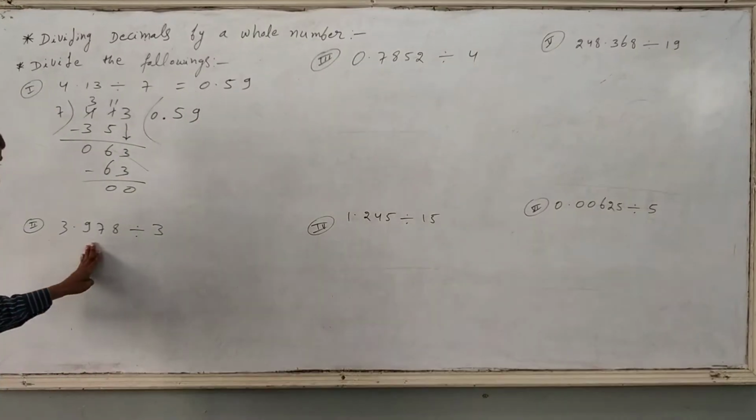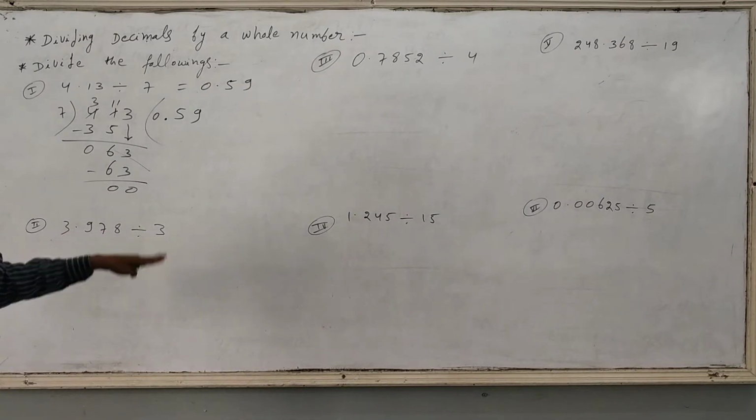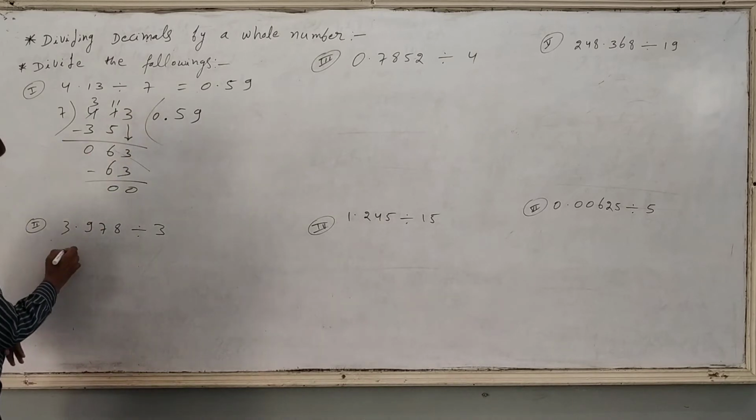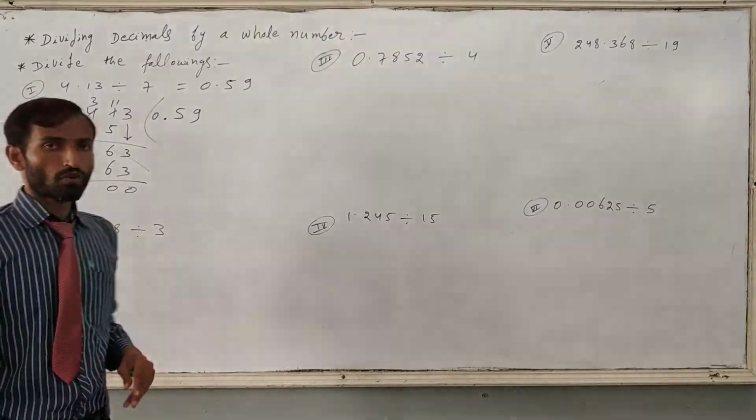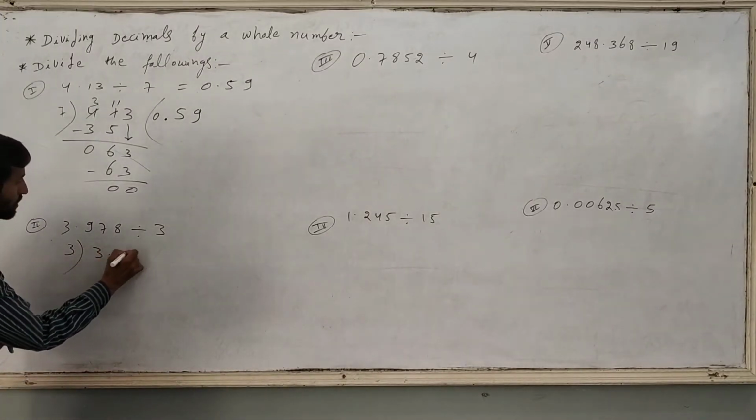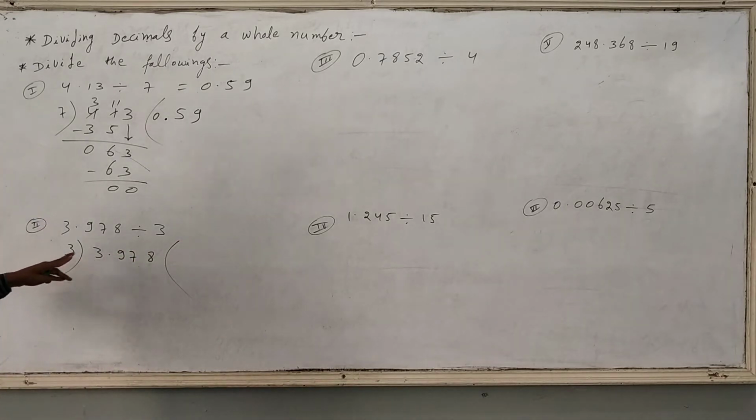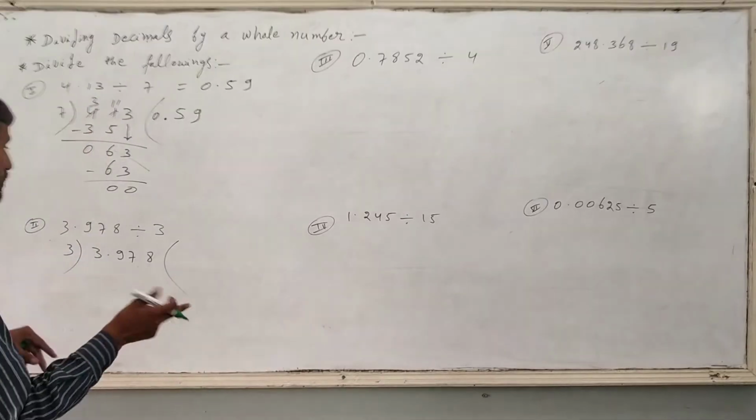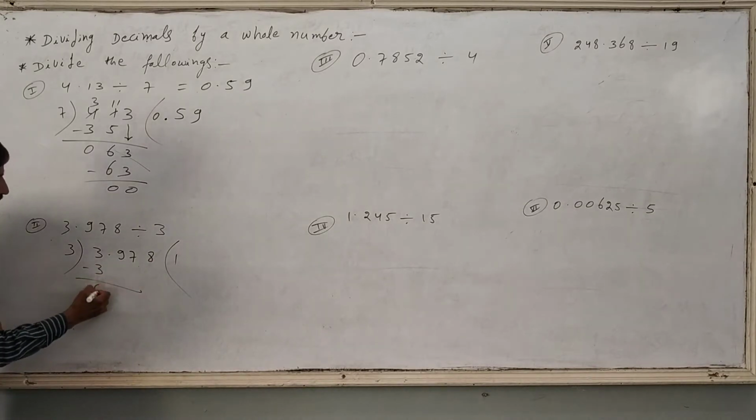After that, the next question is to divide 3.978 by 3. For that, do the same process as in the first question. The divisor is 3 and the dividend is 3.978. Write down 3.978 and then we can divide. This one is also 3 and this one is also 3, so we can divide 1 time. 3 ones are 3. Write down 1, and then 3 minus 3 is 0.